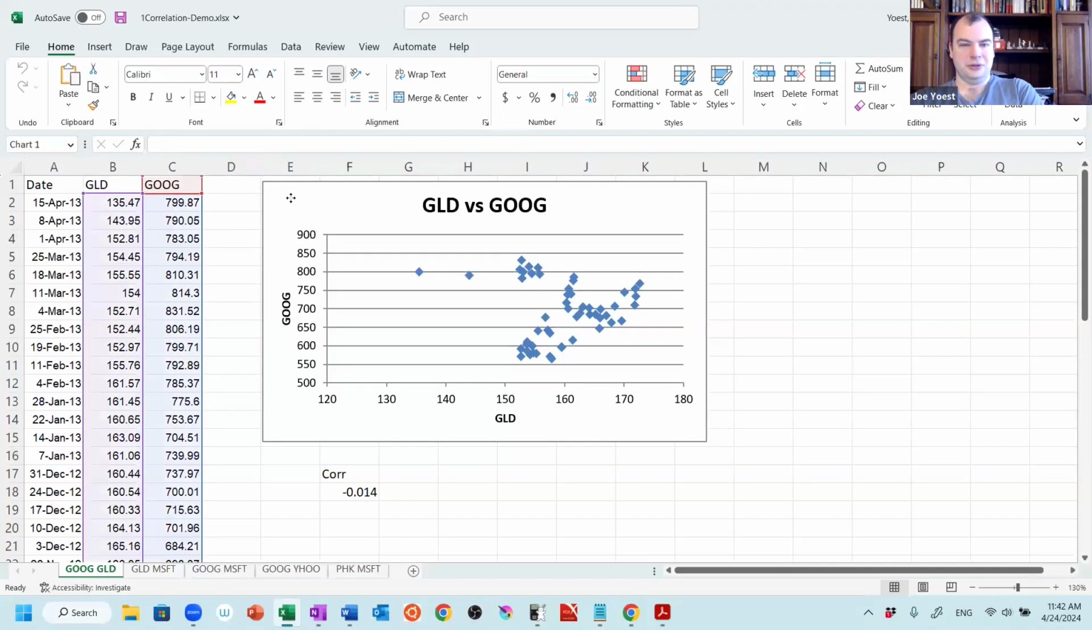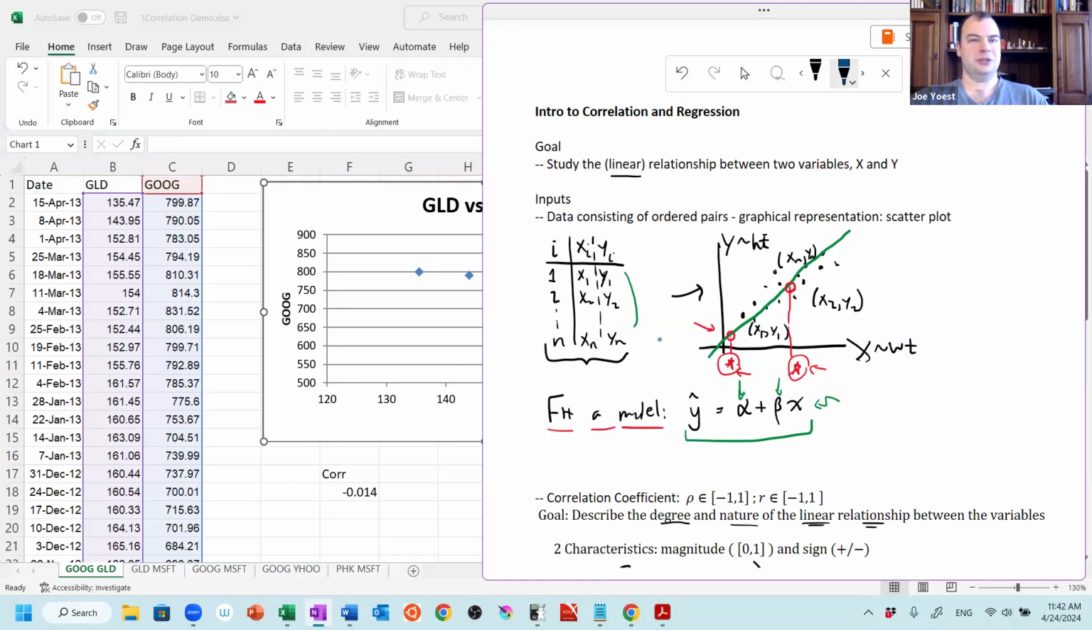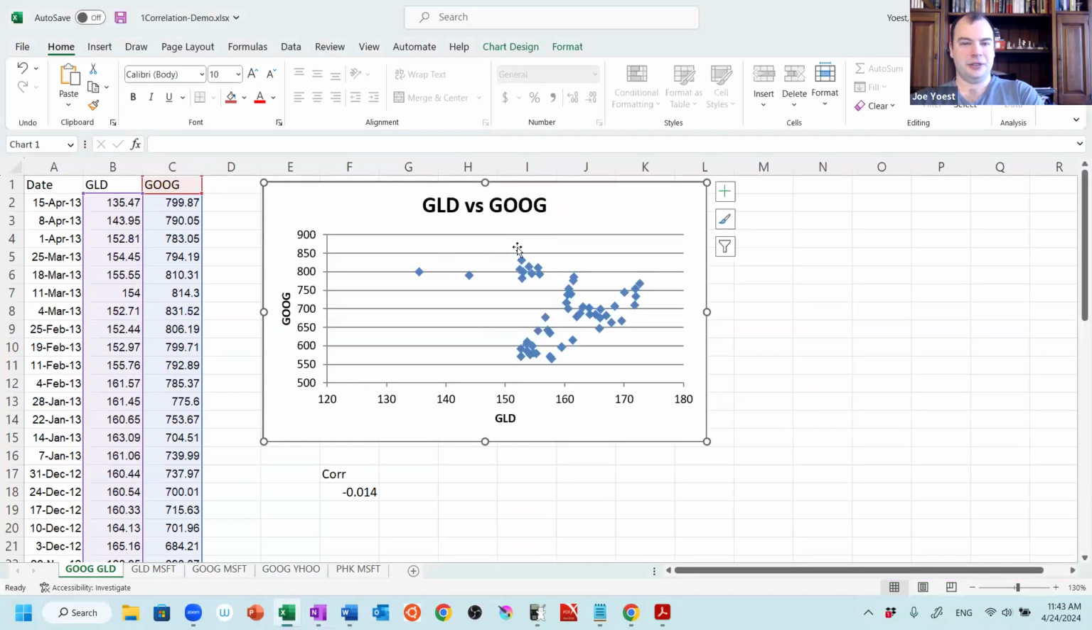If I look at gold and Google in a scatter plot, I see that it's just like a blob of random points. It doesn't look like there's a strong linear relationship, right? It doesn't look like something where a straight line would seemingly be a pretty good model. If I tried to draw a straight line through here to be a good model of this data, I don't think I could find a straight line that you could convince me was actually a good model of what's going on in this picture.